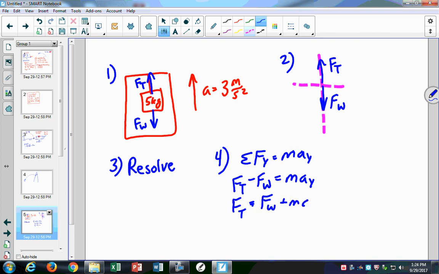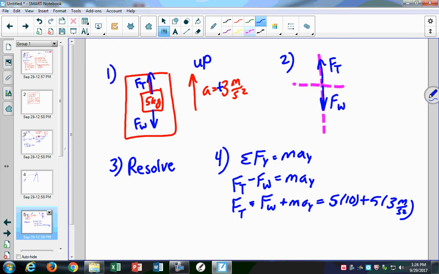FW is 5 times 10. That's 5 kilograms times 10 meters per second squared, plus 5 times a, which is 3 meters per second squared. Notice that because it's up, a is positive. If it were down, a would be negative. And I wouldn't tell you that it's negative. You would just have to know that it's negative. Y'all follow me? All right. So that's going to be 50 plus 15.